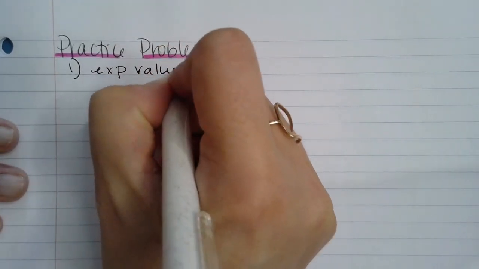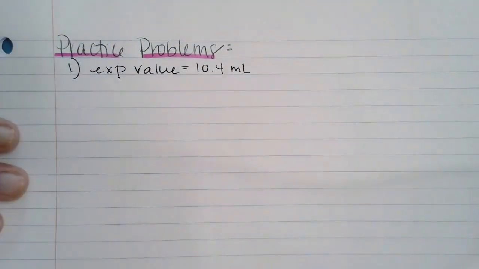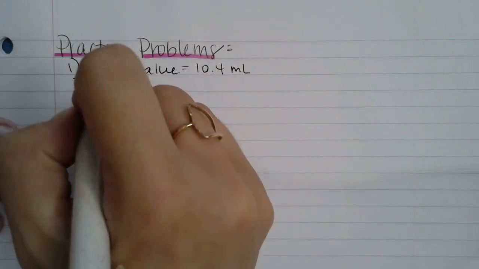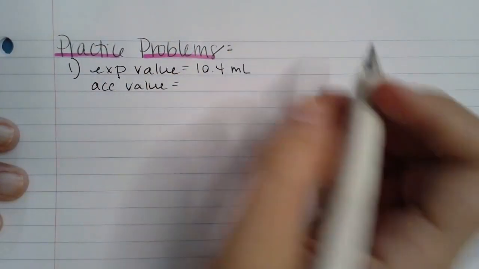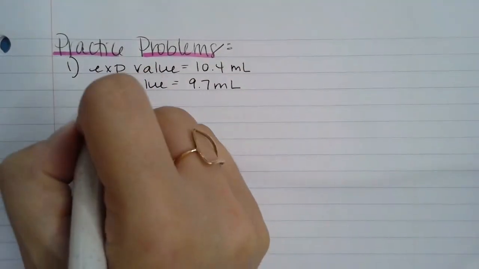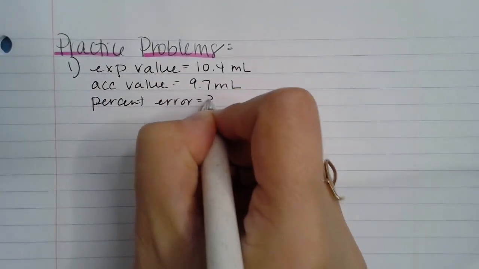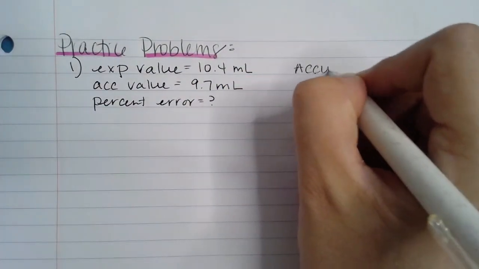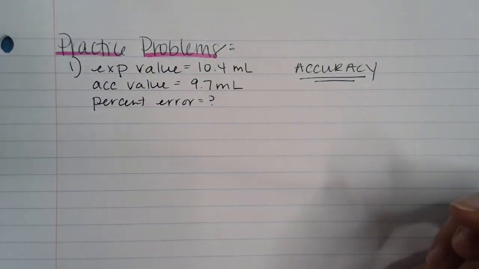So it looks like that's my experimental value, 10.4 milliliters. The teacher corrected them and said that the measurement is actually, so the accepted value, is 9.7 milliliters. What is the percent error? So in this case, it looks like we're finding the accuracy. How accurate was this student? Was this student correct? Yes or no?